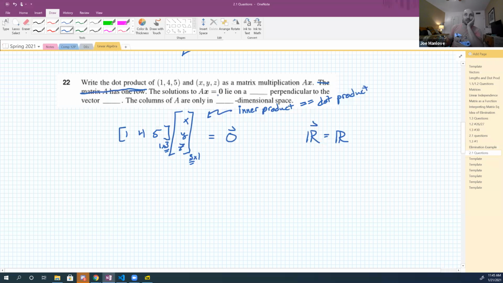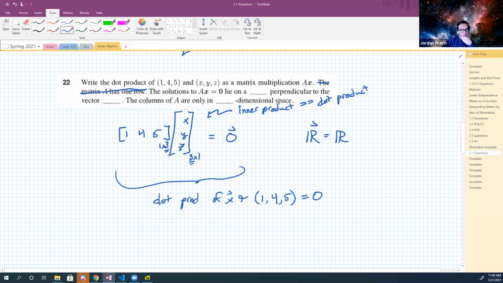Okay, so let me consider solutions to Ax equals 0. So what does it mean here that the dot product of x and the vector 1, 4, 5 is equal to 0? What does it mean when the dot product between two things is 0? Perpendicular. Good, it means they're perpendicular.